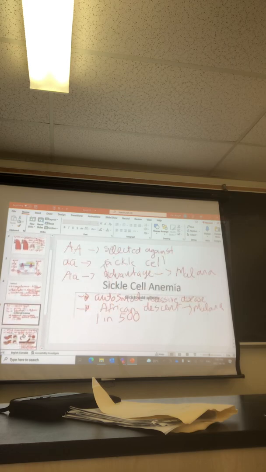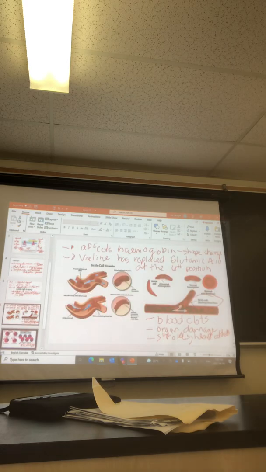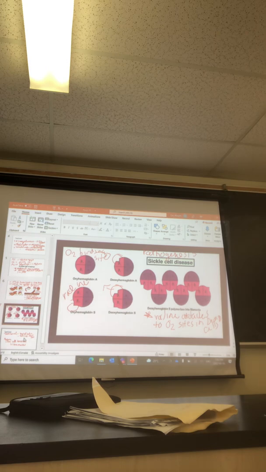And then sickle cell is the same, right? So these are just examples of situations where you have an improperly formed protein.